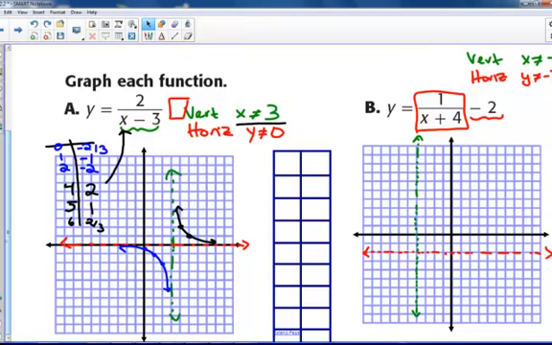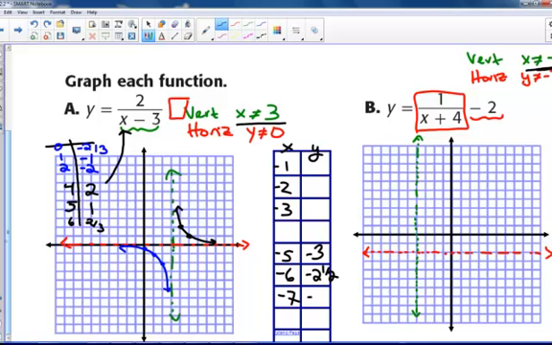So to plug numbers in here, I'm going to plug in a few numbers above -4 and a few numbers below -4. So remember, -4 is my asymptote. So we could plug in like -5, -6, -7. And we could also plug in -3, -2, -1. So if I plug in -5, 1 over -5 plus 4 is 1 over -1. That's -1. And -1 minus 2 is -3. If I plug in -6, 1 over -6 plus 4 is 1 over -2. So that's -1/2. -1/2 minus 2 is -2.5. If I plug in -7, 1 over -7 plus 4 is -1/3. -1/3 minus 2 is -2 1/3.